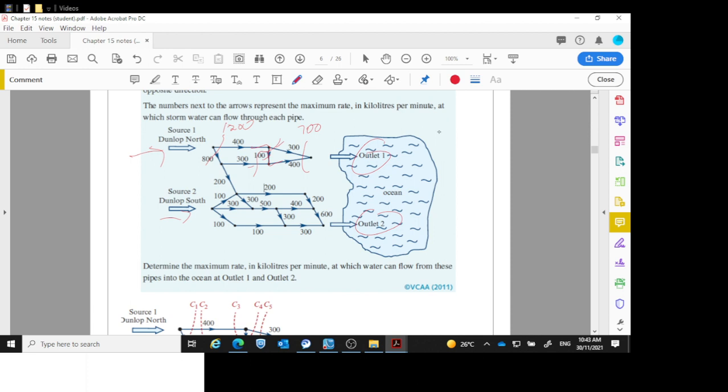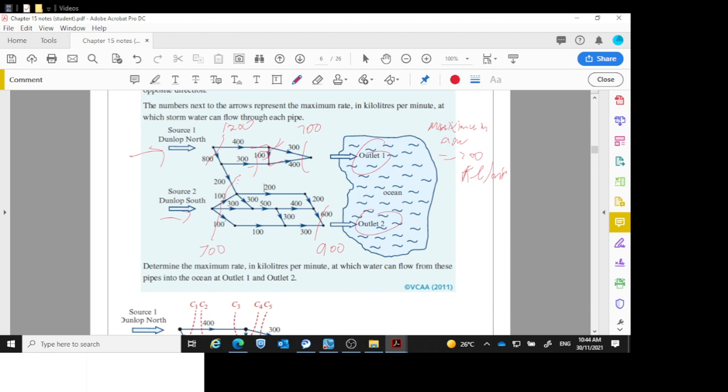So in outlet 1, maximum flow equals 700, and it is kilolitres per minute. Okay, for this one here, again, remember water is coming in, so you have to be careful. You'd have to cut that part as well. So I've got 3, 4, 5, 700 there. Okay, if I do this, 6 and 3, that's 900.